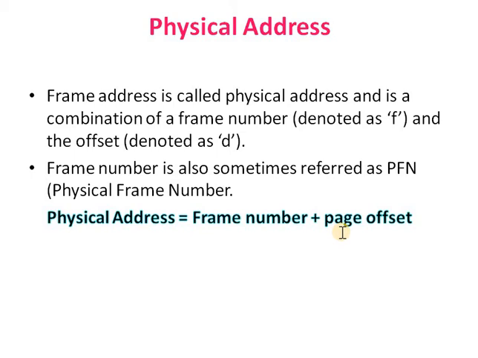Now, what is a physical address? The frame address is called a physical address, and it is a combination of frame number, denoted by F, and the offset, which is denoted by D.